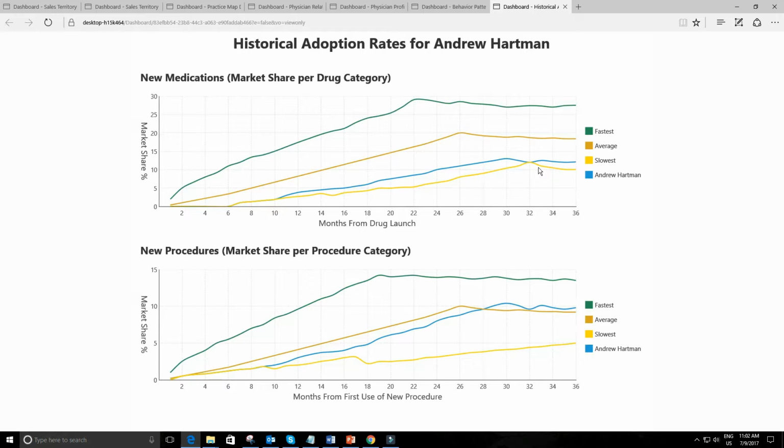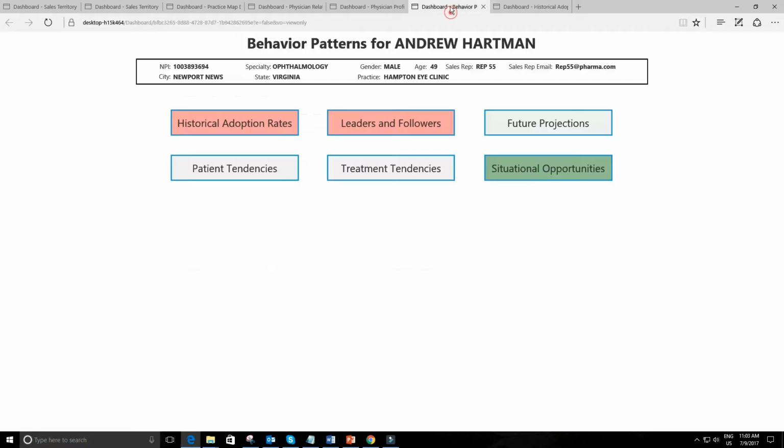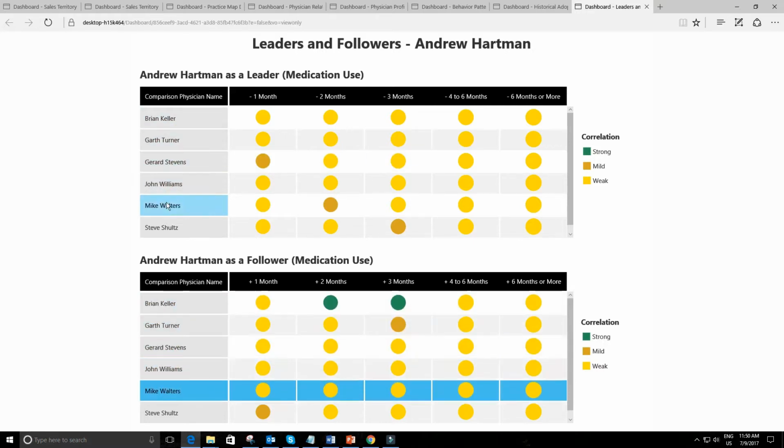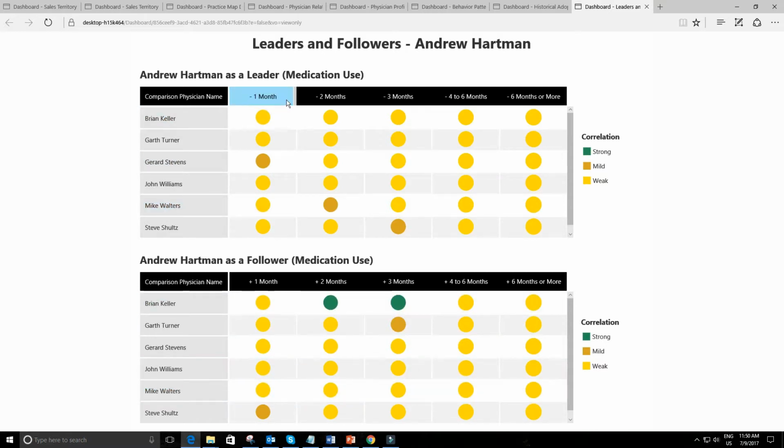Does this mean that's simply the way it is and there's nothing the sales rep can do to improve the situation? Let's keep digging. This time, let's look at the leaders and followers analysis. This interface also has 2 charts. The top graph measures whether Dr. Hartman is a leader. It does this by trying to correlate changes in his use of medications to changes made by other doctors in his practice, taking into account various time delays.